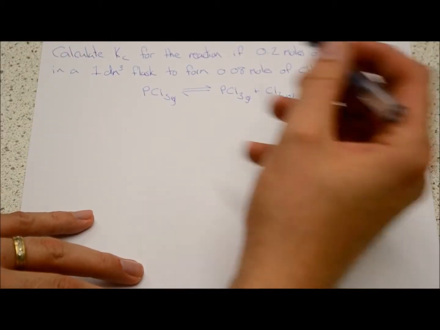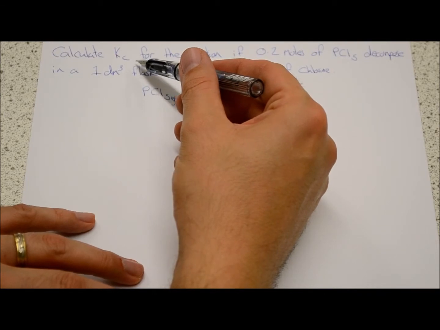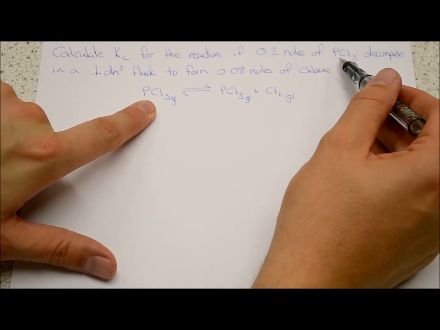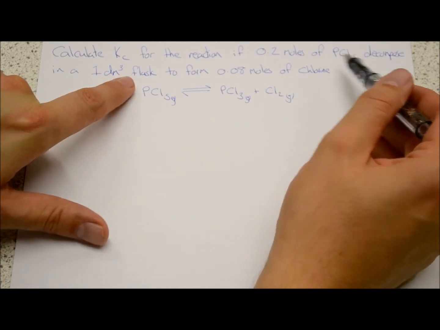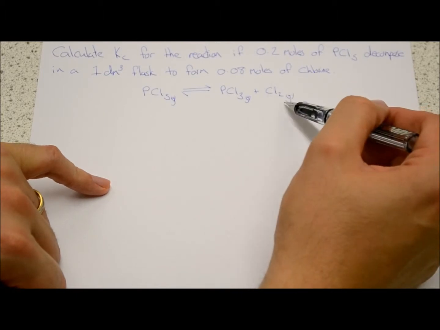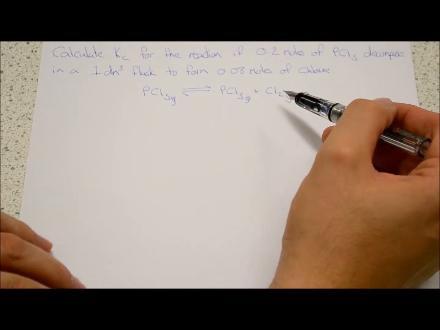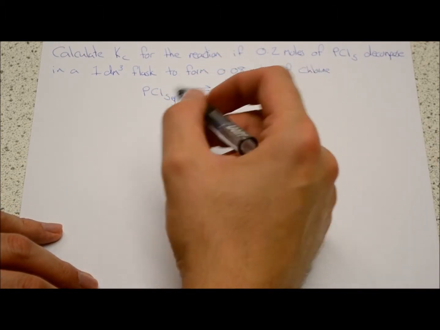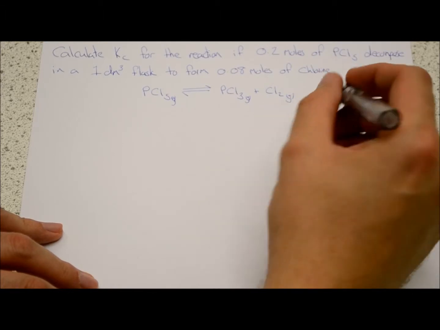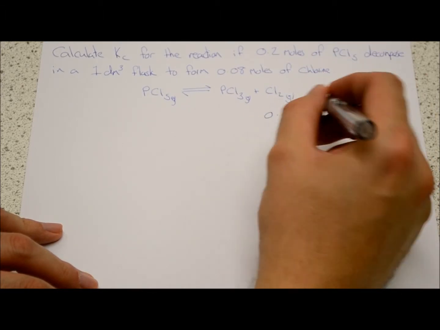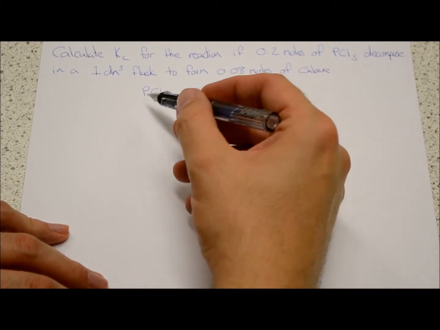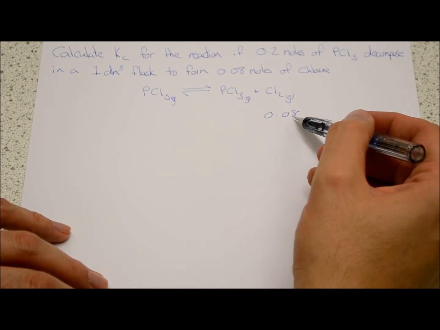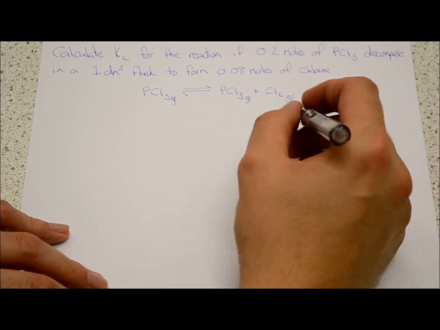An equilibrium question. Calculate Kc, the equilibrium constant for the reaction, if 0.2 moles of phosphorus pentachloride decompose in a 1 litre flask to form 0.08 moles of chlorine. So if we write out some simple values first, we start off with 0.2 moles here, and we're definitely producing 0.08 moles of chlorine. Well, because the reaction is a 1 to 1 to 1, if we make 0.08 moles of chlorine, we're going to do the same of phosphorus trichloride.